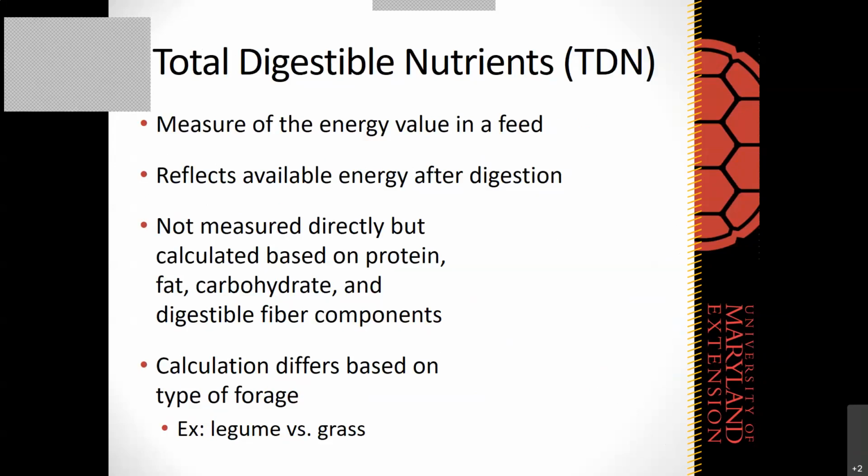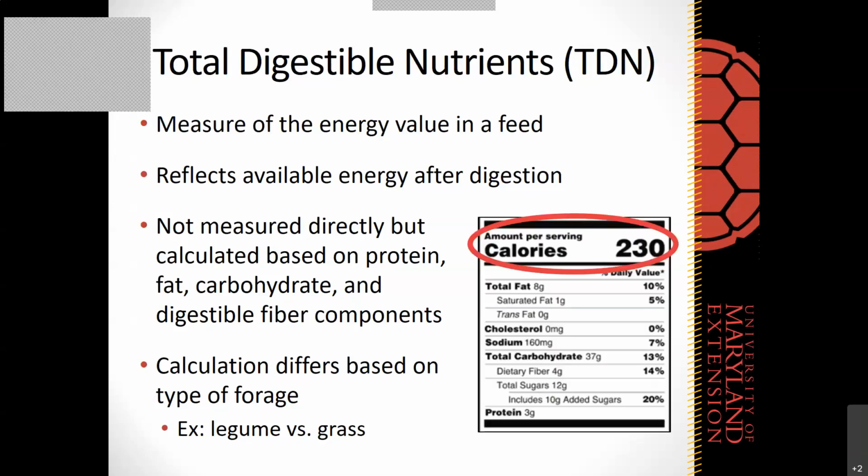So there is an equation for this, and it does differ a little bit based on the type of forage. So there's a different equation for legumes than there is for grasses. But just remember that it's the overall energy value of that feed. So for the human comparison, it would be like the calories, the total calories that you're able to get from that particular feed.